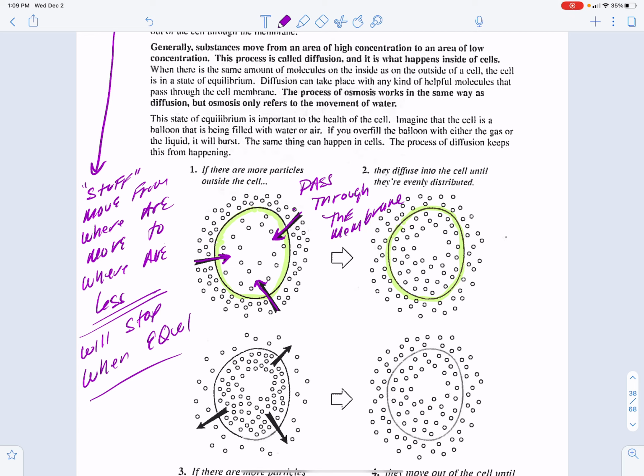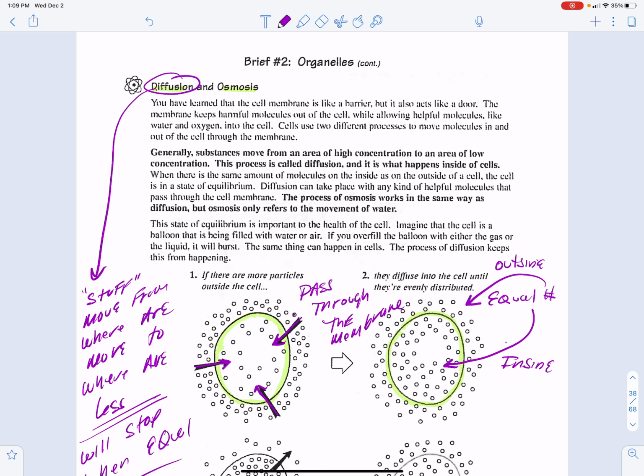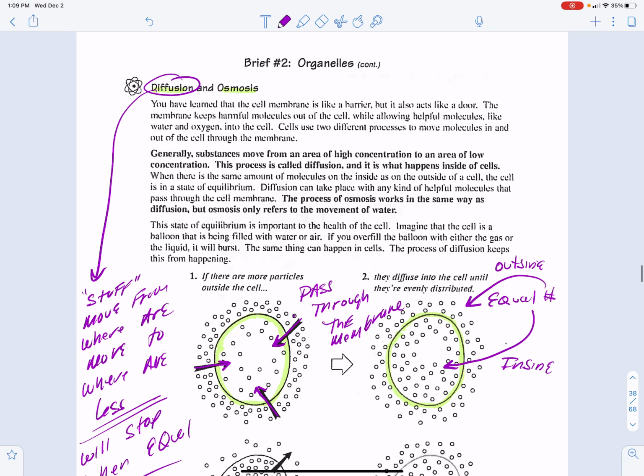They have to be small, though. In this case, they must be small enough that they can move inside the membrane, and they're going to keep moving in until there's an equal number outside and inside. And this is called diffusion. If the thing moving is water, then we have a new name for it. We call it osmosis. We'll say if the stuff is water.